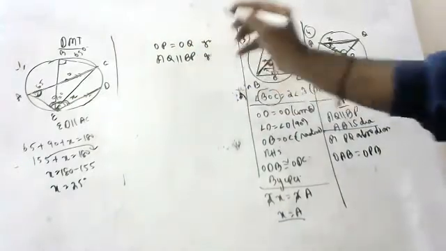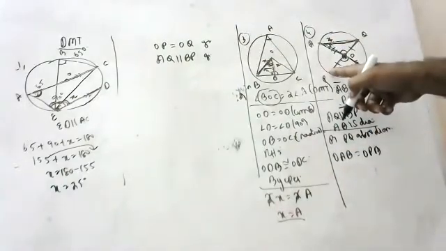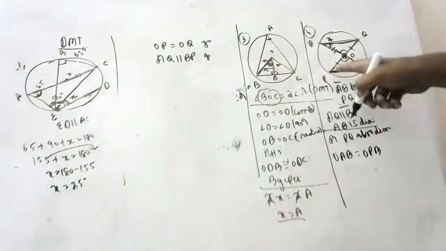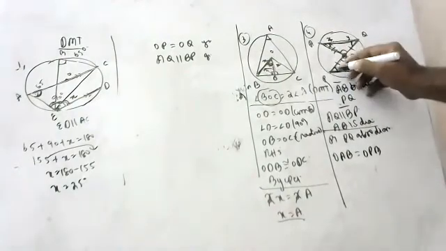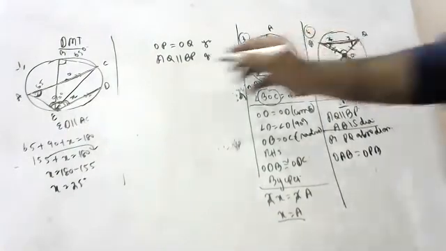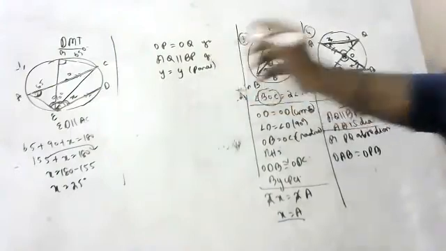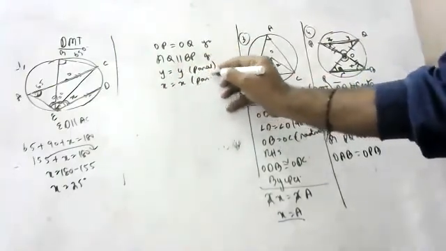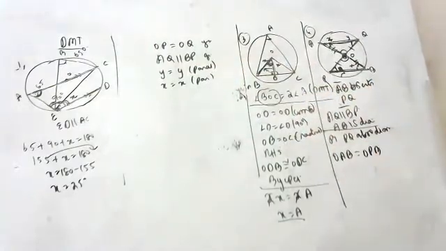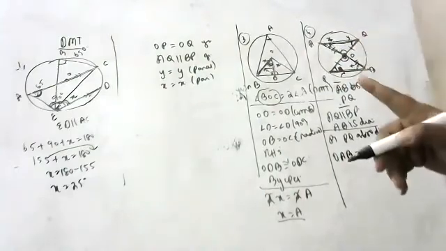This is also given. Next, children, angle AQP is also equal to angle BPQ. This angle is equal to this angle. Why, children? Angle Y is equal to angle Y because they are parallel, alternate interior angles, and angle X is equal to angle X because they are alternate interior angles. In the same way, POB is equal to AOQ because they are also vertically opposite angles, children.